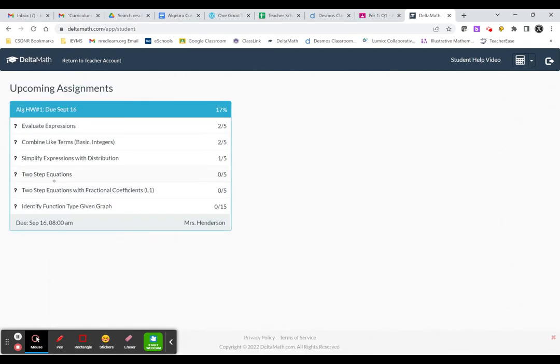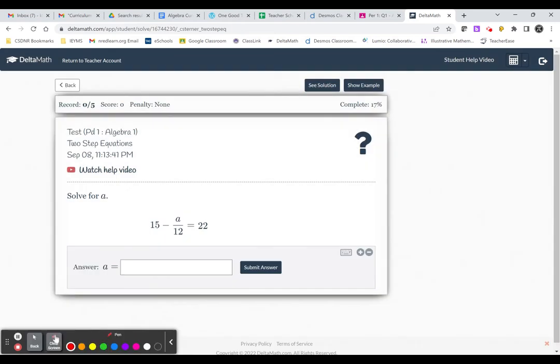All right, two-step equations. We're going to use some inverse operations here to isolate our variable. We want to get this letter A by itself. So 15 minus A divided by 12 equals 22 is the equation. And the first thing I'm going to do is get rid of this 15. I'm going to do that by subtracting 15 from both sides.